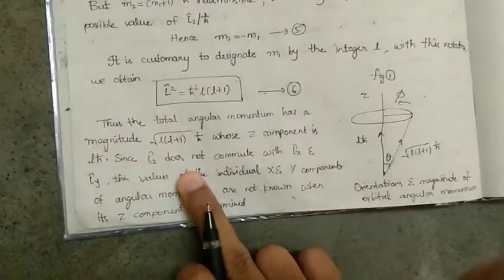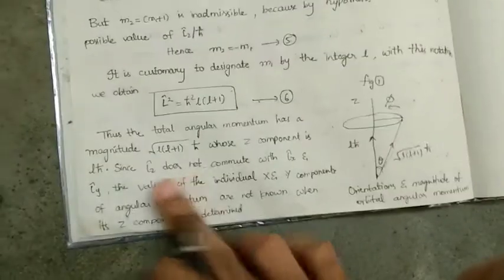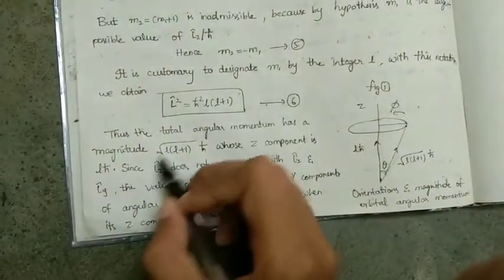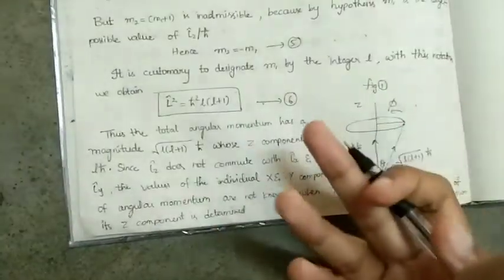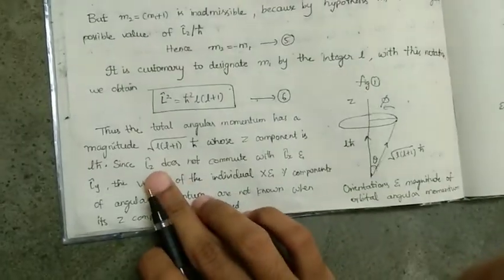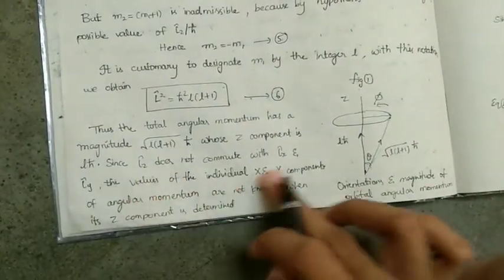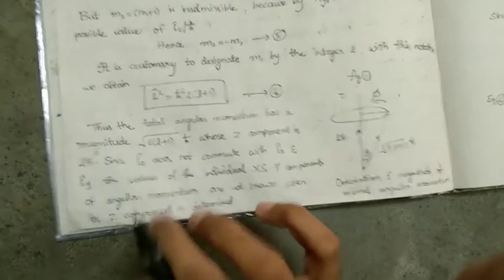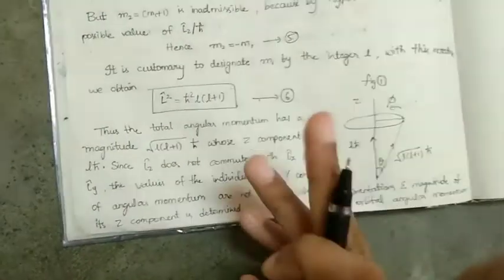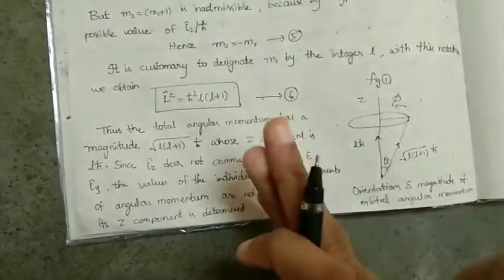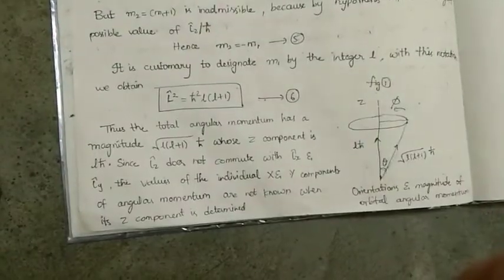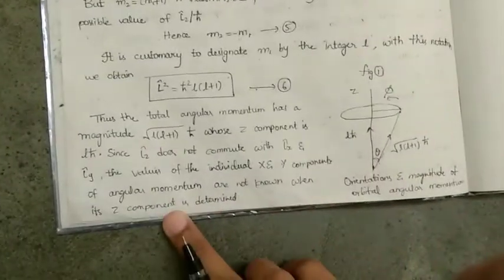If we would have got 0, then by knowing Lz, we could also find the Lx and Ly components. But as it does not commute, the values of individual x and y components are not known. So if it was 0, then we could have found out the Lx and Ly components also from the Lz component. That is the thing we have mentioned here.